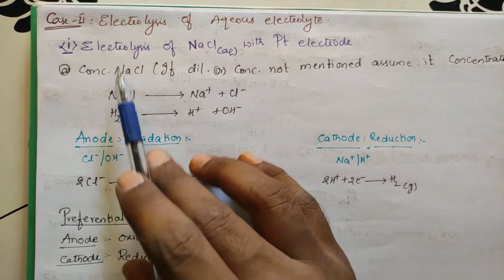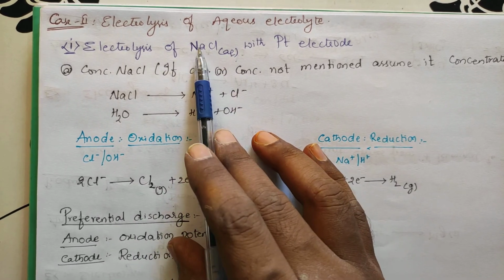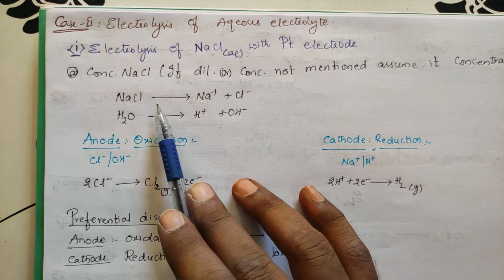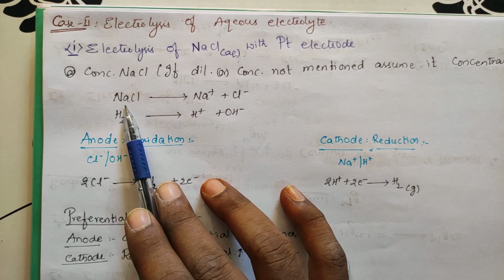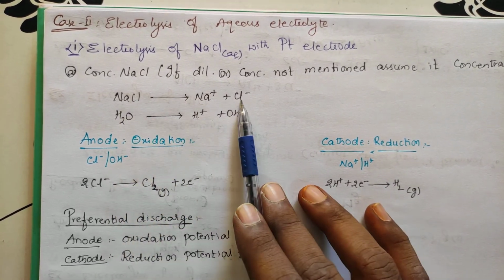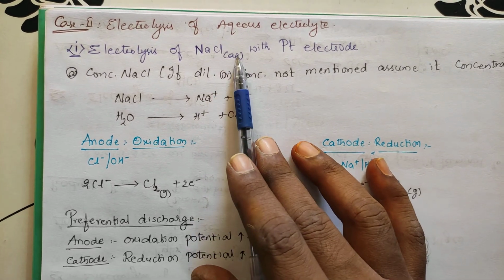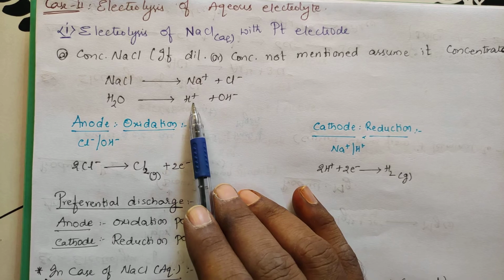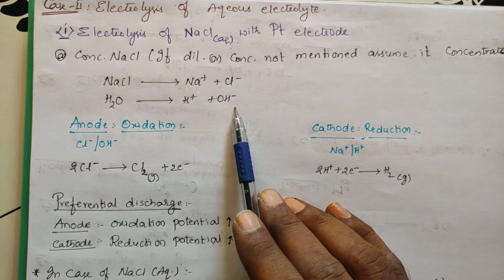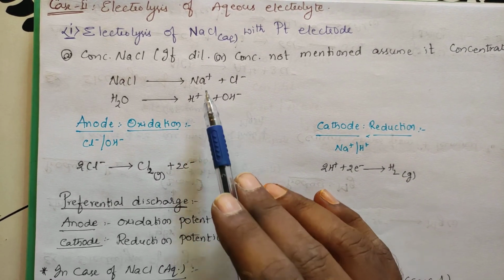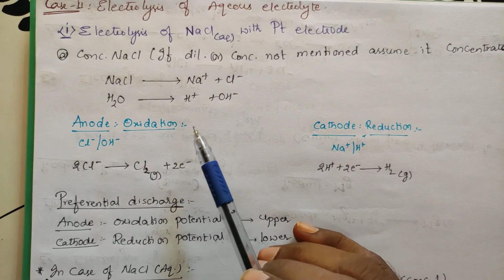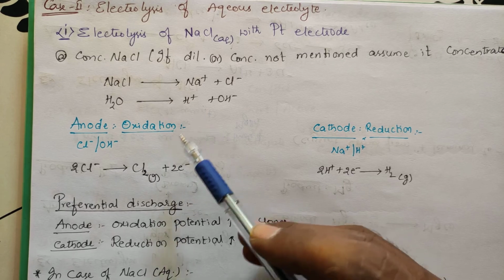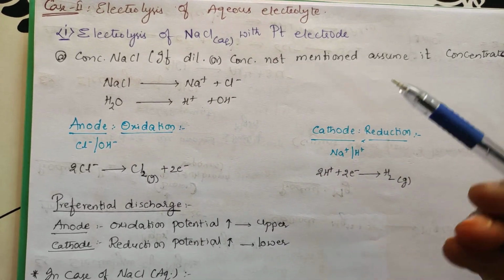Let me take aqueous NaCl, which means you have two types of compounds. One is NaCl. It gets dissociated when you pass electricity, as Na plus as well as Cl minus. And the aqueous condition means water is also present along with NaCl, so that H2O gets dissociated as H plus and OH minus. Cation moves towards cathode and anion moves towards anode. At anode oxidation should occur. At cathode reduction should occur.